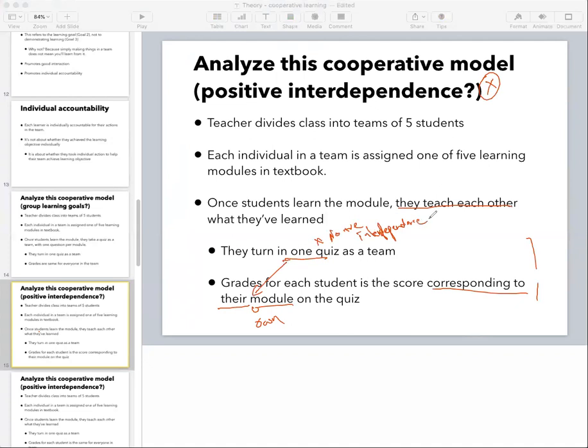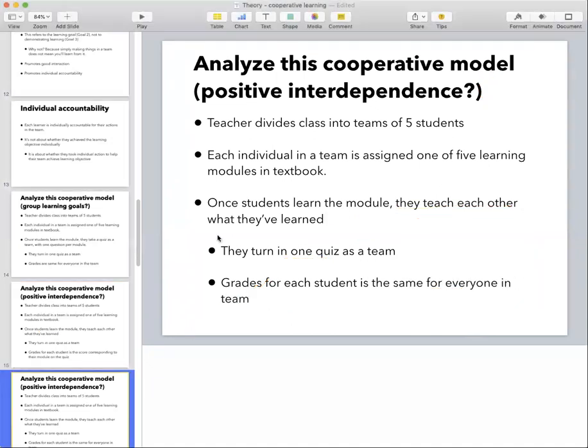Okay, let's do one more where we look at positive interdependence. This teacher, again, divides the class into groups of 5. Each individual is assigned to one of 5 modules. Students learn the module, they teach each other what they've learned, and they turn in the quiz as a team. This time, the grades for each student are the same regardless of what module they picked, right? So the students turn in one quiz as a team, and everybody gets the same grade. Pause this video, think about, is there positive interdependence in this case?